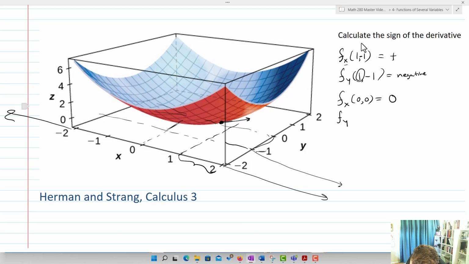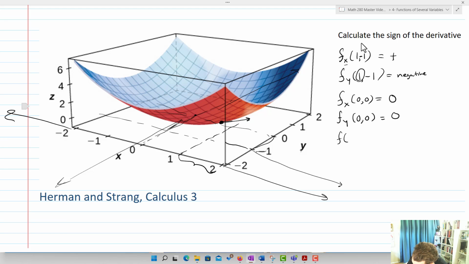On the other hand, if I take f_y at (0, 0), we're also going to get something that looks like a 0 there, a minimum there as well. We're going to be moving along x equals 0. And so this is also going to end up being 0.